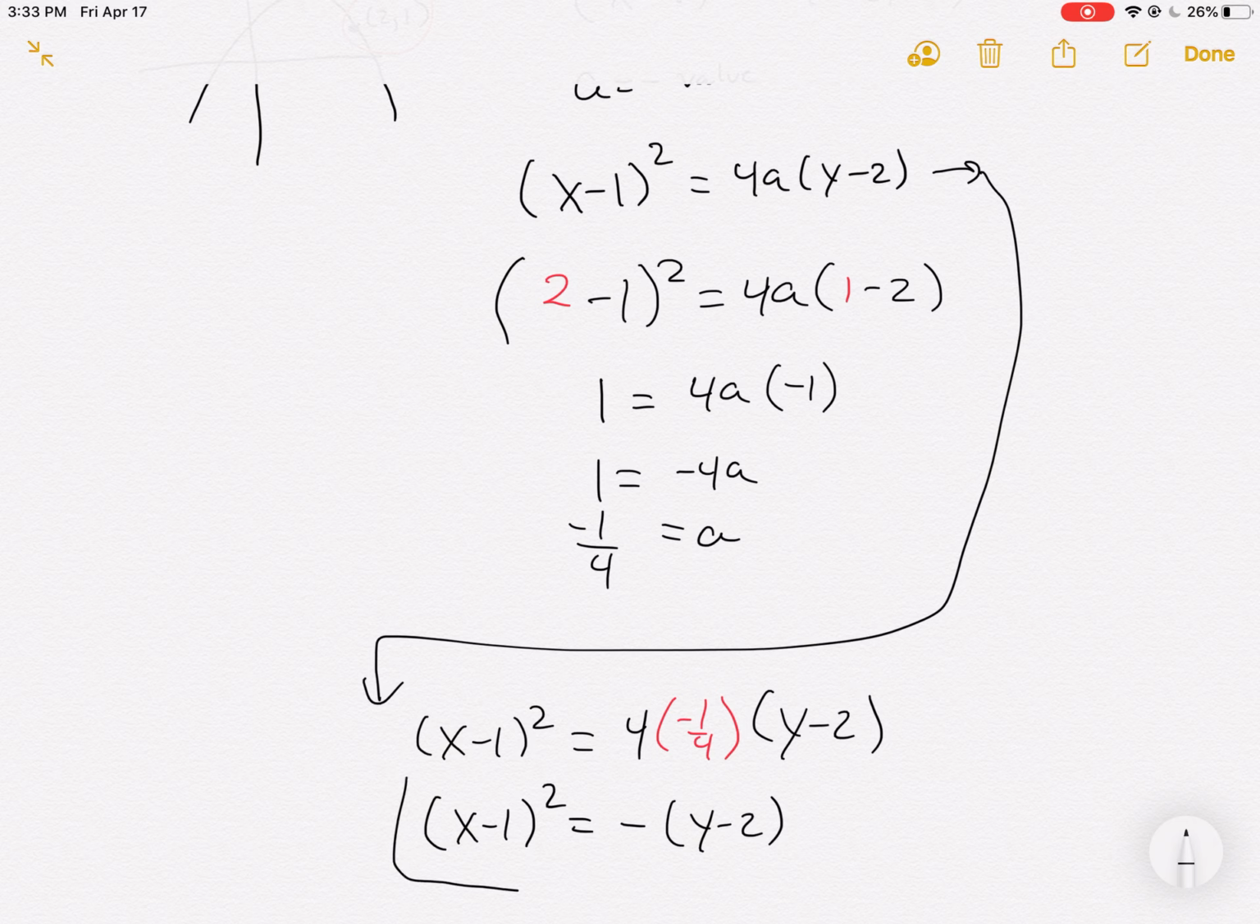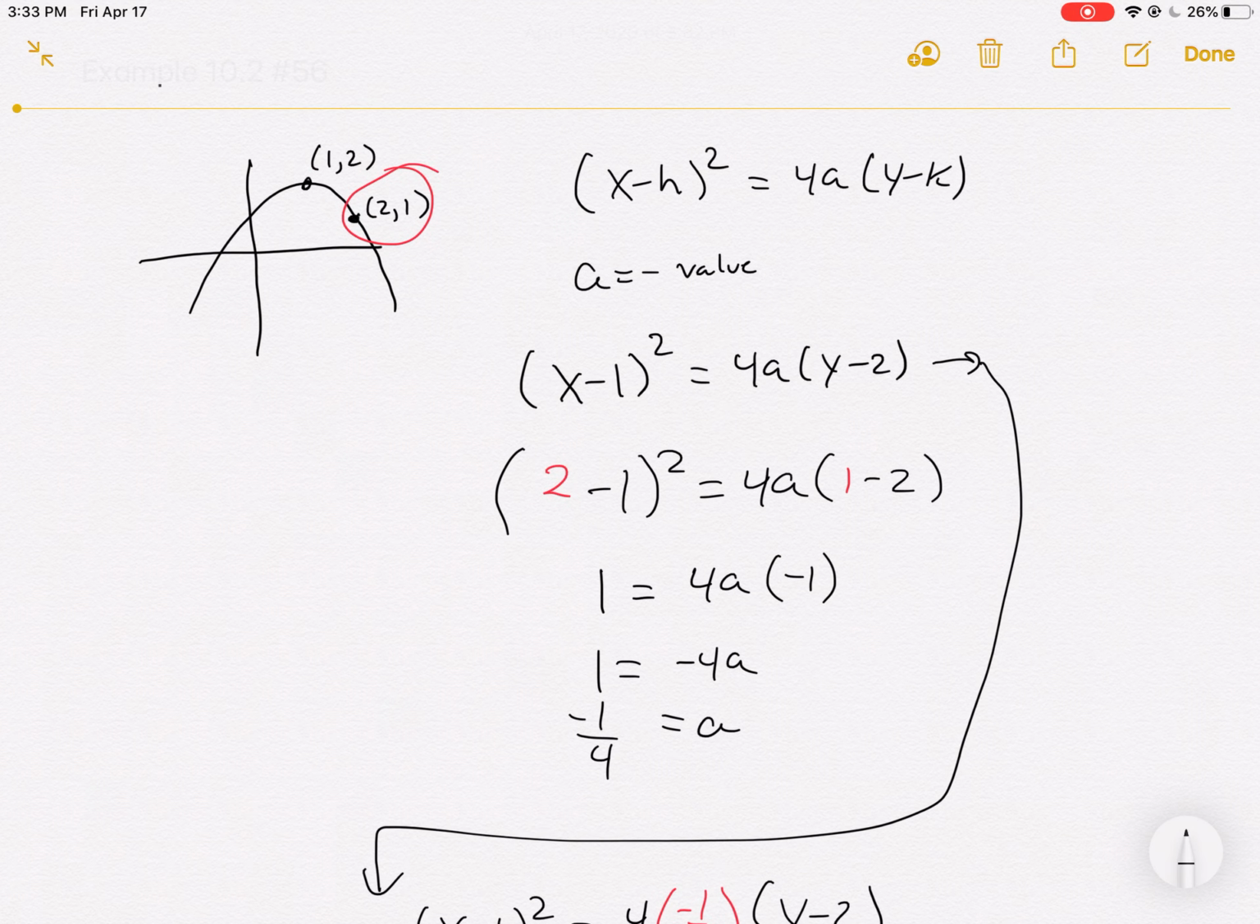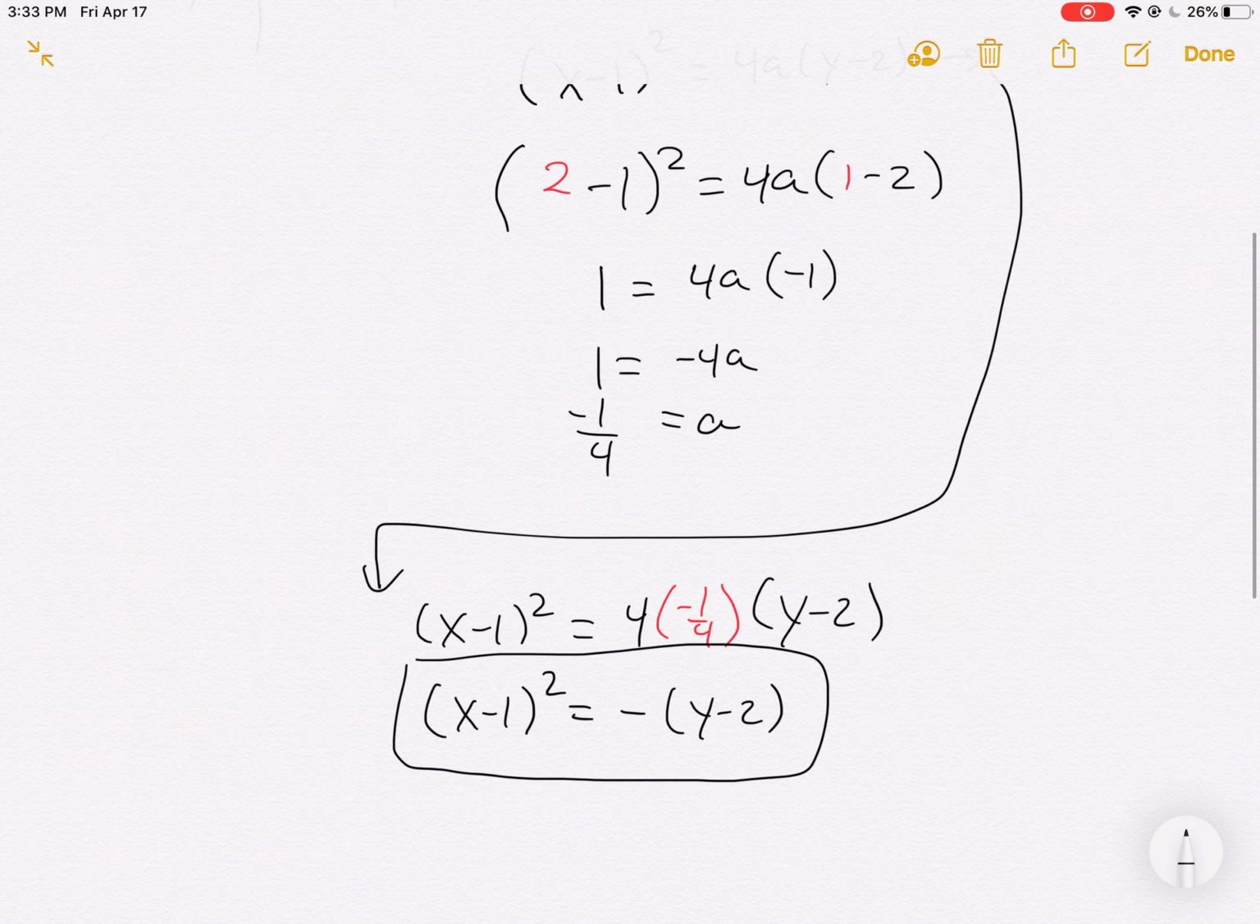But that's how you would do that problem. Somebody would come to me and say, Jensen, we don't have the focus and directrix, but we don't need it if all we need to do is determine a. Just that second piece of information was very helpful.